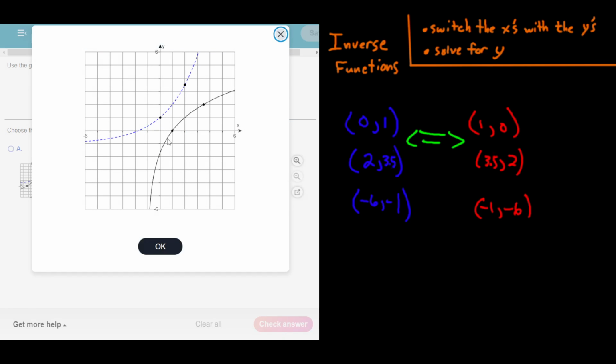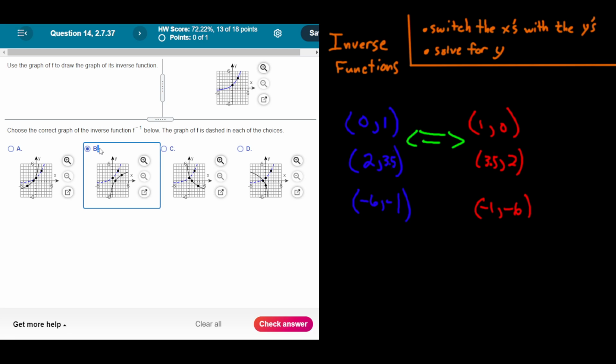So let's see. Do we have 1 comma 0? Yes. Do we have 3.5 comma 2? So we'll go 1, 2, 3.5 comma. Yeah, this is it. And do we have our optional point, the negative 1 comma negative 6? So we have negative 1, negative. Yeah, got it right there. So this is definitely the answer.